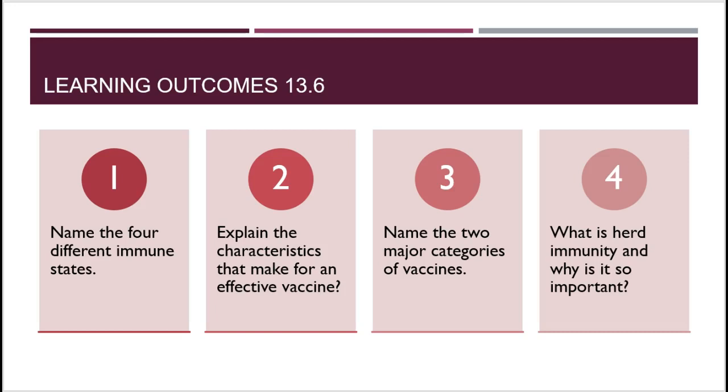First, name the 4 different immune states. Second, explain the characteristics that make for an effective vaccine. Third, name the 2 major categories of vaccines. And finally, what is herd immunity and why is it so important?